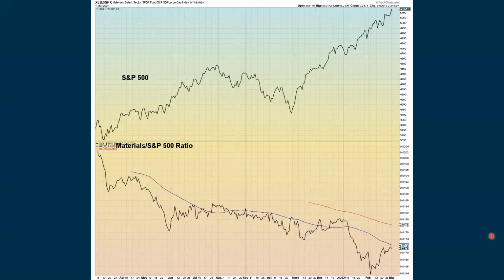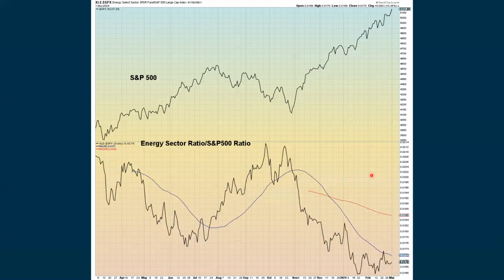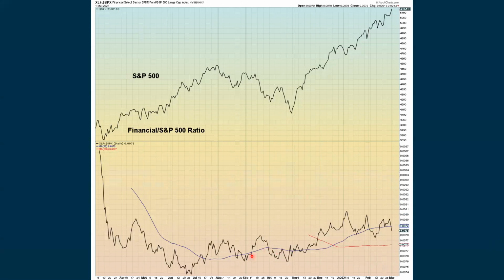Looking at the different sectors, the materials sector is still underperforming the S&P. Communication is one of the stronger sectors in the S&P, and it's outperforming. Energy is continuing to underperform the S&P. The financials, and we want to keep an eye on this. We're still hearing that news from New York Community Bank. That's what you see in the downward move here in Friday's session. The S&P went up, but the financial sector went down.